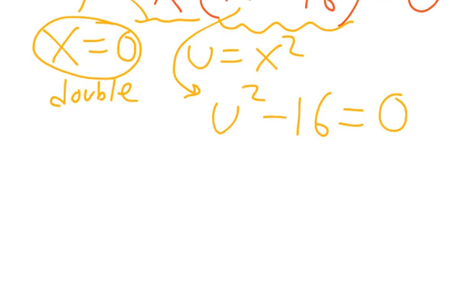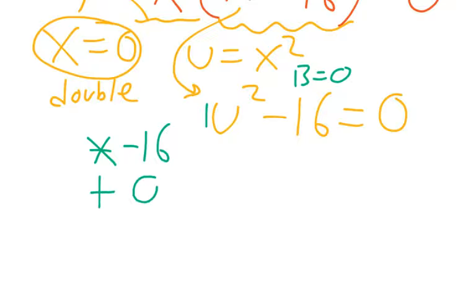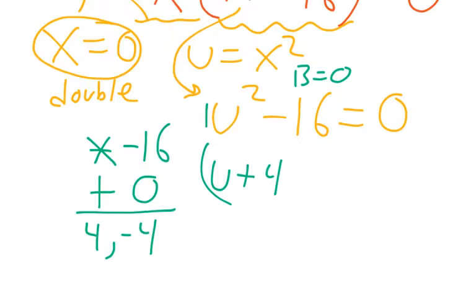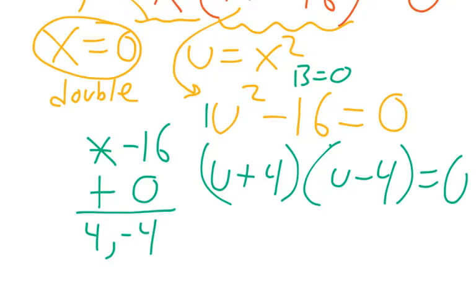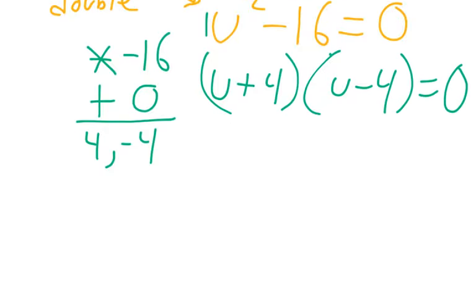We go from there. So again, how do I, because here, a is 1, b is 0, because there's no u term on its own, and c is negative 16. So how do you multiply to negative 16 and add to b, which is 0? Well, 4 or negative 4. So this factors into u plus 4 and u minus 4 equals 0. So then from here I get u equals negative 4 and u equals positive 4.